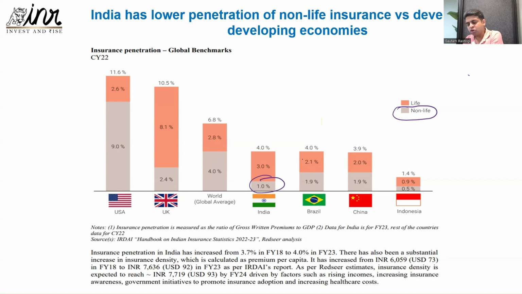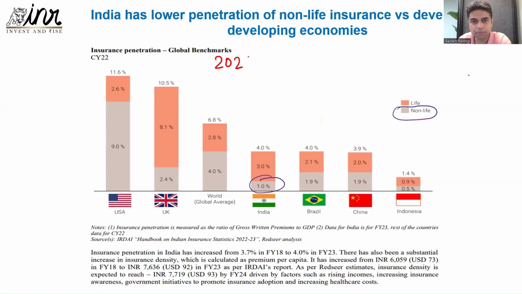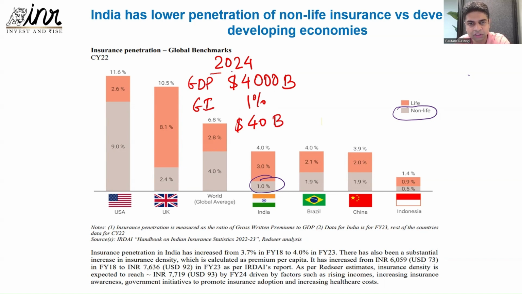So how do we make use of this high-level macro data? Let's say right now in 2024, India's GDP is almost 4 trillion, that is 4,000 billion, and general insurance penetration is 1% this year. So the general insurance premiums would be around 40 billion. This is 2024.